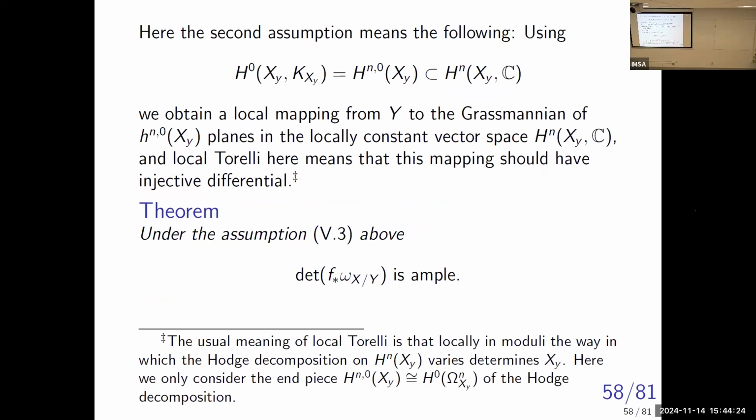And the suitable version says that you don't look at the whole Hodge structure, just the end piece, the part coming from the holomorphic differential. So in the Hodge decomposition, that's the first factor. So the local mapping from the parameter space to planes of this dimension in a fixed vector space, which is the cohomology, locally fixed. And local Torelli means this mapping should have injective differential. Then, under that assumption, the determinant of the relative dualizing or relative canonical bundle is actually ample.